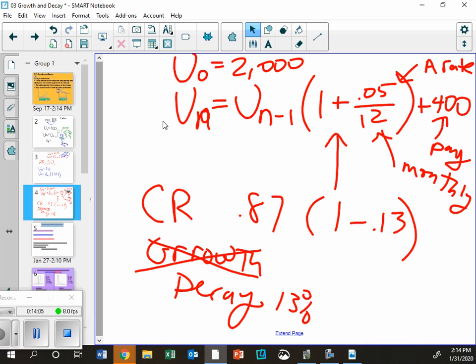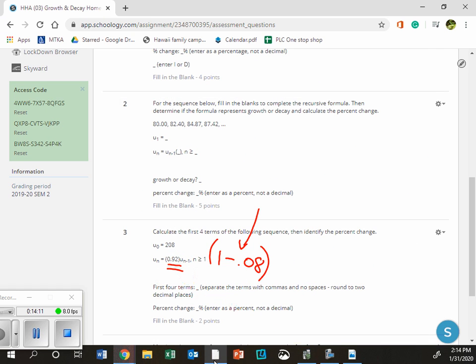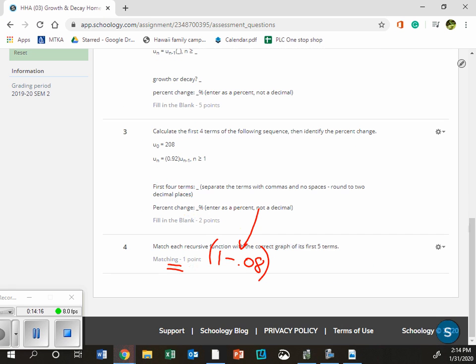Yes? I just had a question about this quiz. Yep, so back to the Schoology quiz. Question 2, it says growth or decay, but it doesn't say enter as G or D. Should we type it out? Use a capital G or a capital D for growth or decay. I checked for somebody else, and the answers are single letters that are capitals.